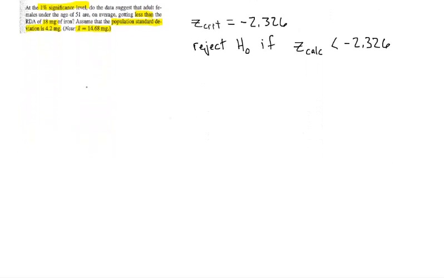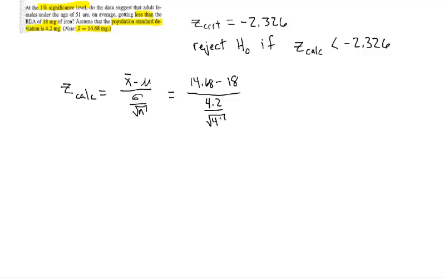So we have z calc is equal to x bar minus mu divided by sigma divided by the square root of n. And in our problem, x bar was 14.68, mu was 18, divided by sigma was 4.2, divided by the square root of 45. And when we put this in our calculator, we get negative 5.30.